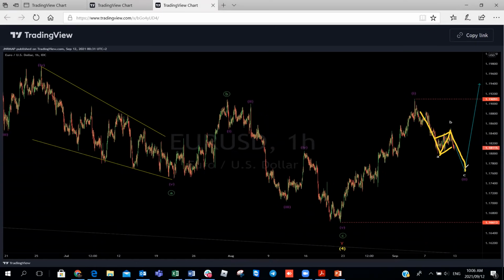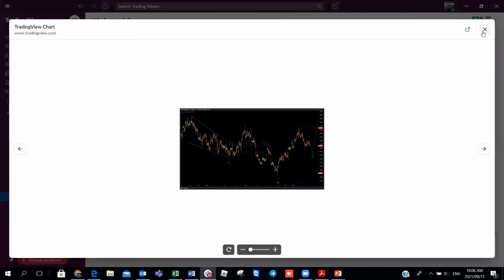I'm not going to talk about how this structure could change and this can just continue to the downside. We're going to take it one wave at a time, and we're going to look at what the indicator tells us when we get to around this level. So that is Euro US dollar and how it has played out in the week.